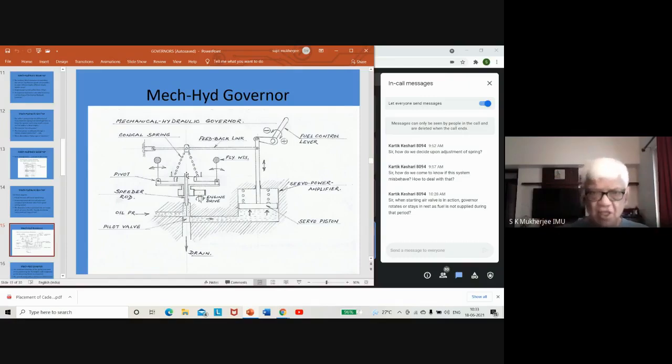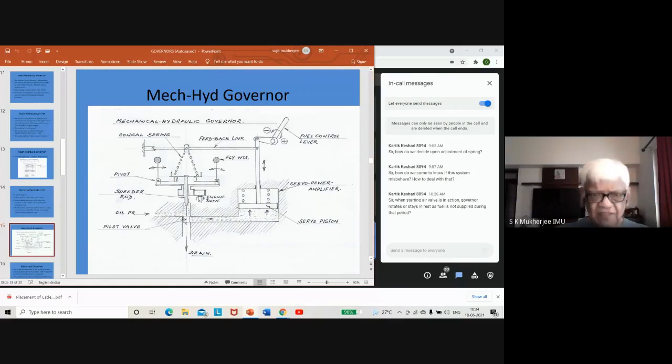enormous amount of power. So that power is achieved through amplification. How? So this speeder rod, what you see at the end of the speeder rod, there it goes into a hydraulic system. This hydraulic system consists of a pilot valve.